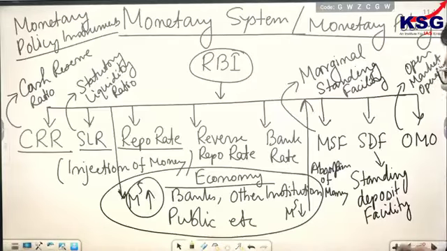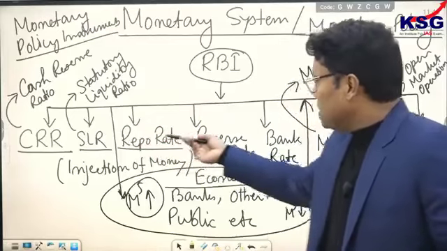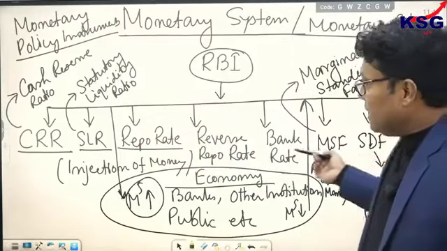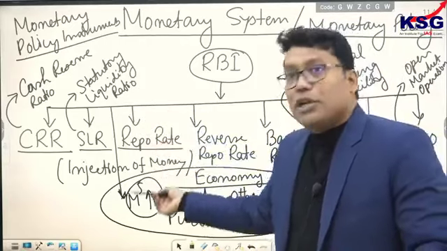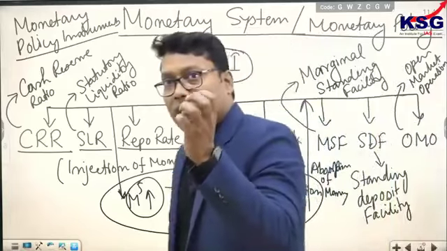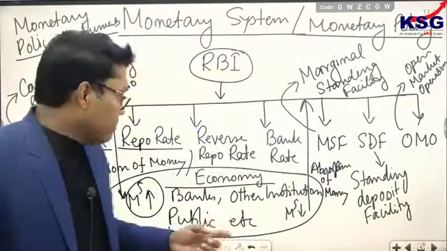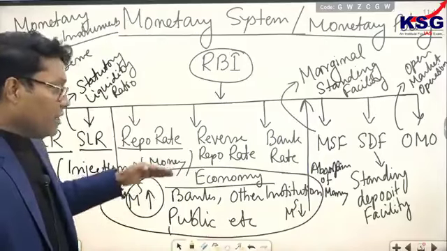Coming back here, RBI can change the monetary policy instruments and inject liquidity from the RBI to the economy. Whenever money comes from RBI to the economy, ultimately there is an increase in money supply. So yes, there is an increase in liquidity in the country.